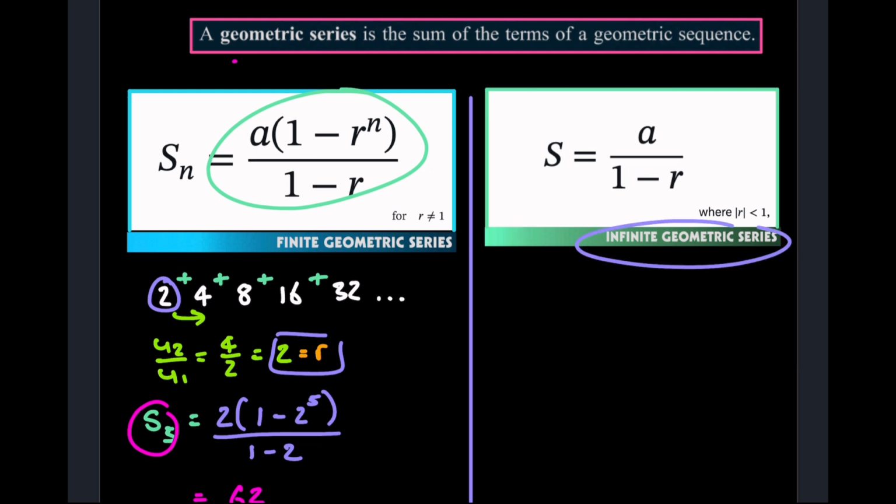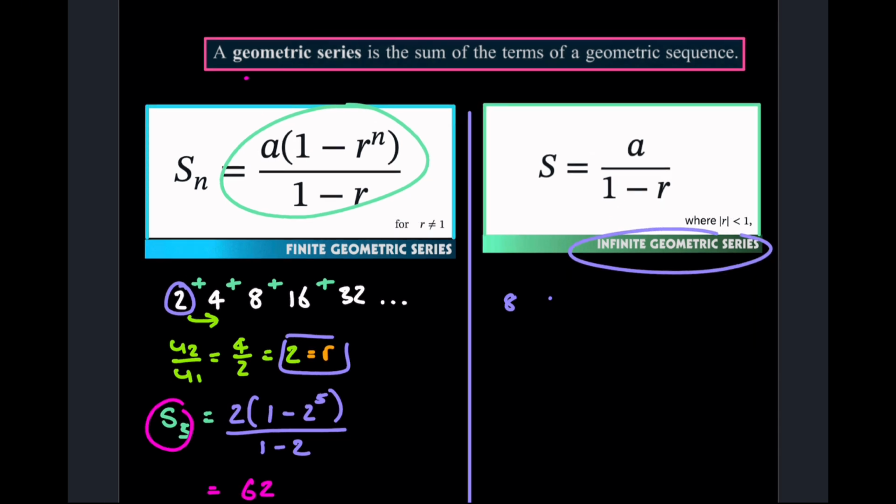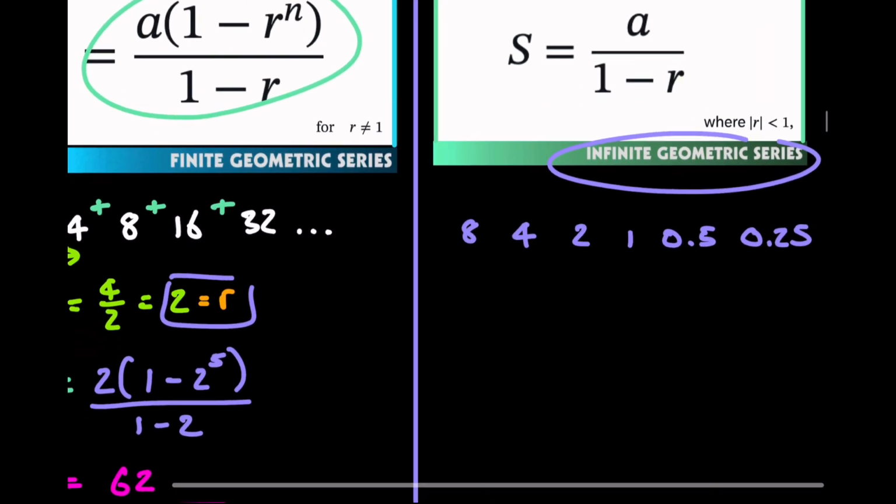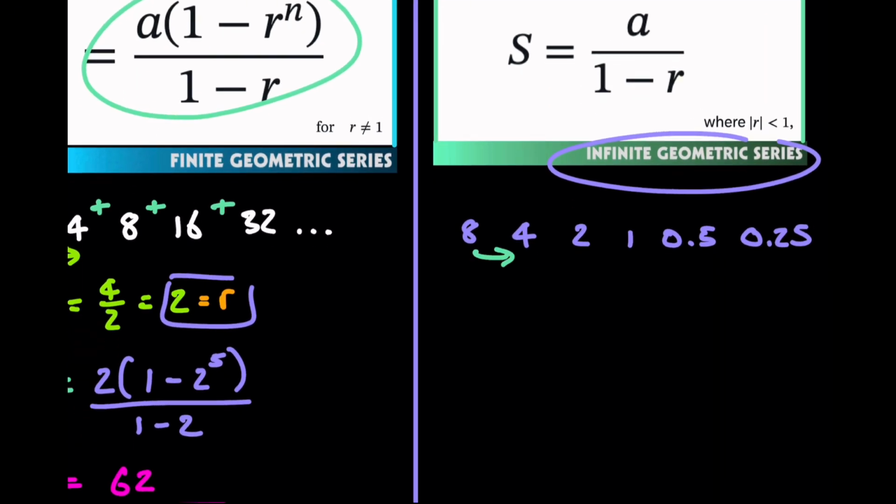So let's consider something similar where we have 8, 4, 2, 1, and then 0.5, and the next one will be 0.25. We can see that the common ratio of this sequence is actually a half. For the same reason, we can take a term of the sequence and divide it by the previous one. We get 4 over 8, which is actually a half. So this is our R value, okay?